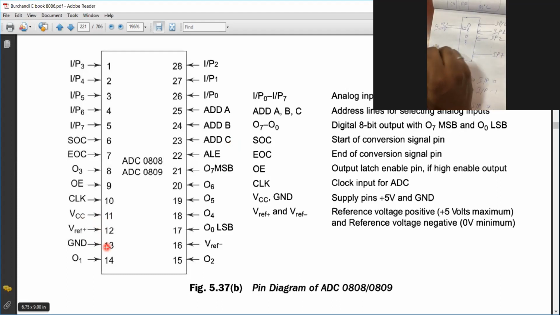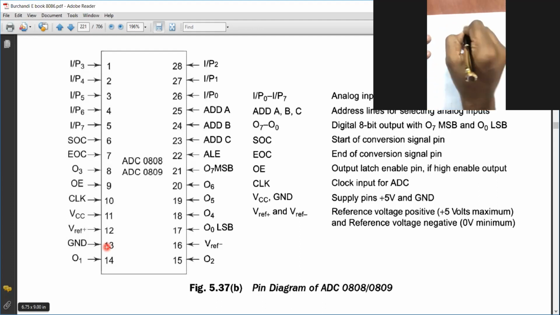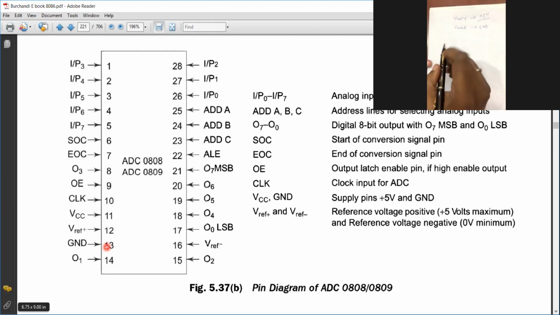V reference plus and V reference minus are also very, very important. This is nothing but a range selection. You can connect V reference minus with ground, and V reference plus with plus 5 volt. Then what will happen at the input signal? If 0 volt, then its output will be 00H. At input 5 volt, the output will be FFH.